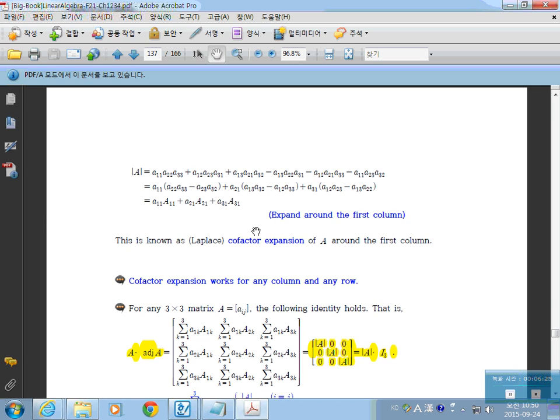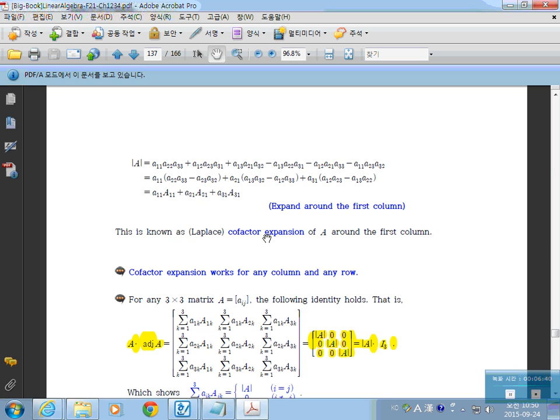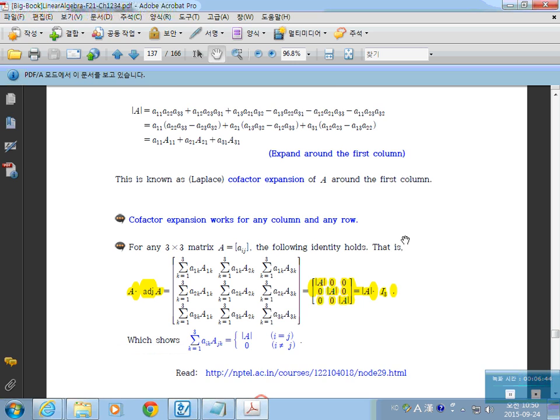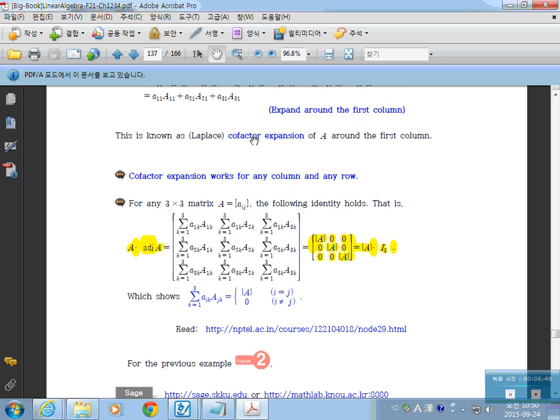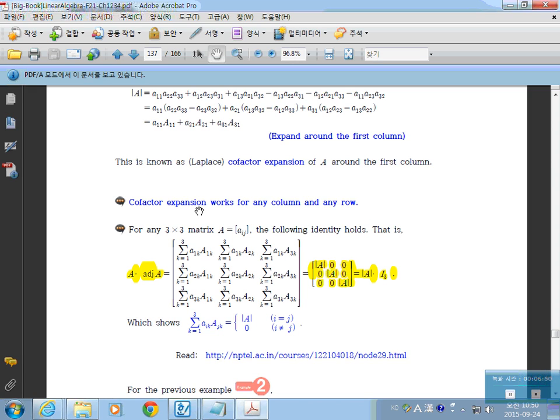We call this the cofactor expansion of the matrix A along the first column, because the entries are 1,1, 2,1, 3,1, so the first column is used in this way. This is known as the cofactor expansion of A along the first column. But this concept not only works for a 3 by 3 matrix, it works for any size of matrix.